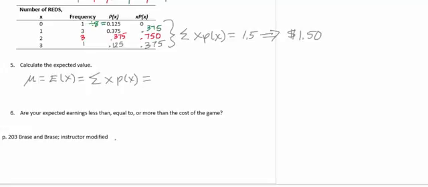For question 6, we're looking at our expected earnings and comparing that with the cost of the game. So the expected earnings are $1.50. The cost of the game was $2. So is our expected earning less than, equal to, or more than the cost of the game? So $1.50 is definitely less than $2. So if your expected earnings are only $1.50 and the cost of the game is $2, that means you've lost 50 cents playing the game.